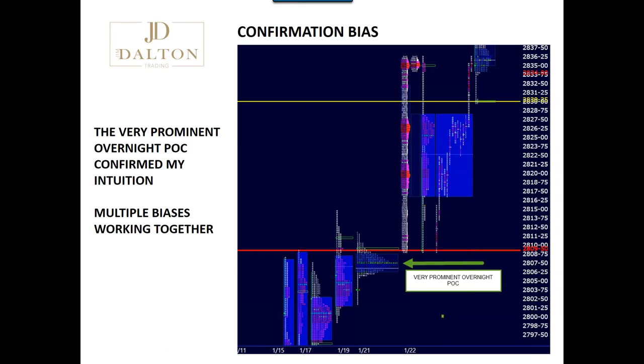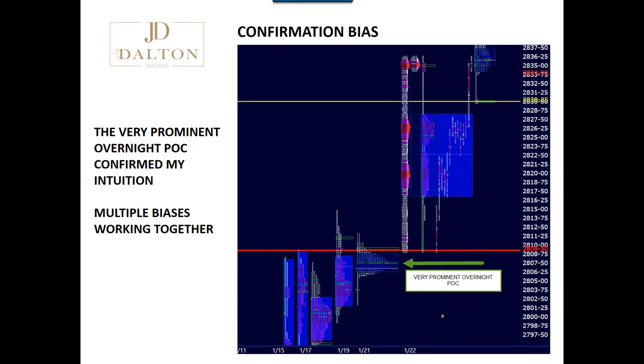So my confirmation bias supported my initial bias. You can get a pretty good idea that I'm not going to do well yesterday. I didn't get on that long trade. I got some stuff later on, but I didn't get on that in the morning. So here are two biases, and then we look at the confirmation bias.